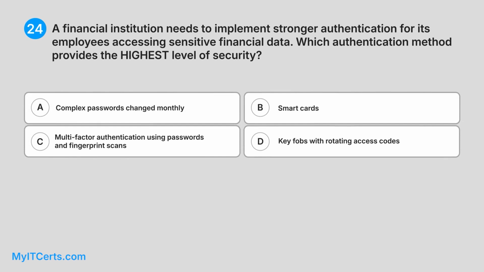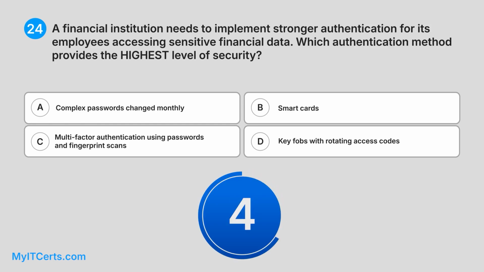24. A financial institution needs to implement stronger authentication for its employees accessing sensitive financial data. Which authentication method provides the highest level of security? A. Complex passwords changed monthly. B. Smart cards. C. Multi-factor authentication using passwords and fingerprint scans. D. Key fobs with rotating access codes. Can you guess the answer?